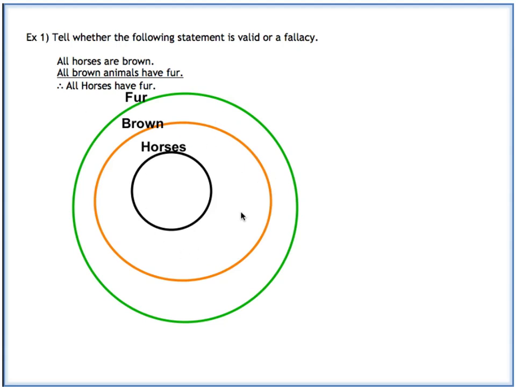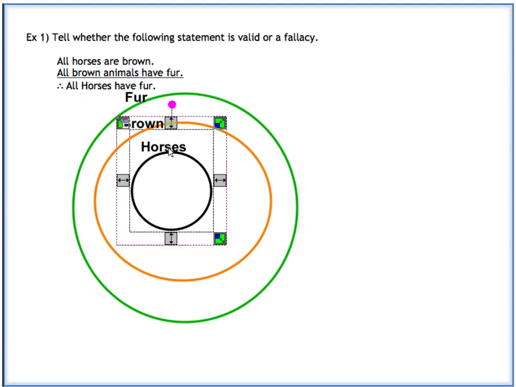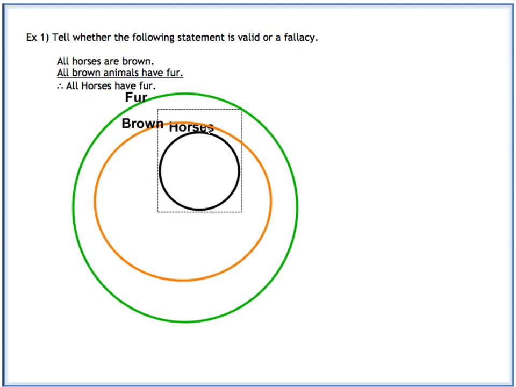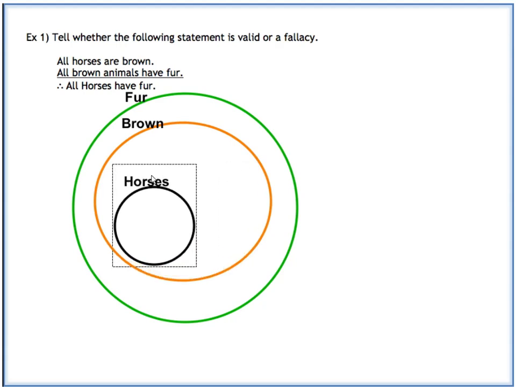So this has been our setup of our premises. Now what we want to try to do is see, can we make the conclusion false here? So we have to say, therefore all horses have fur. Now if I try to move horses around, where can I move it?